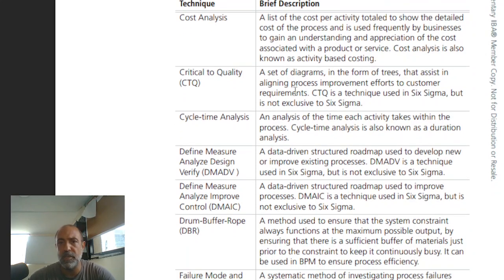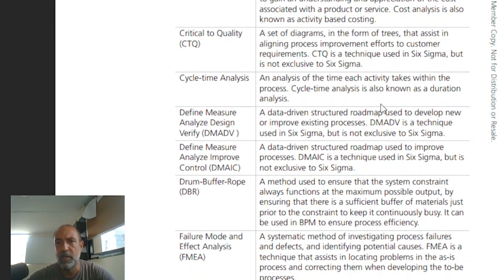Critical to quality is a set of diagrams in the form of trees that assist in aligning process improvement effort to customer requirements.